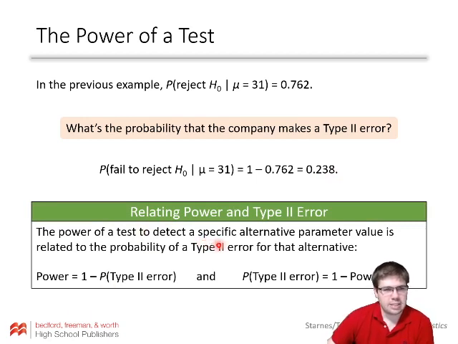The power of a test to detect a specific alternative parameter value is related to the probability of a type 2 error for that alternative. So power is equal to 1 minus the probability of a type 2 error, and the probability of a type 2 error is 1 minus power. You don't need to always call this, but we also sometimes call this beta error. Remember, type 1 error has the same probability as alpha if the null hypothesis is true. That one's pretty simple. The probability of a type 2 error, sometimes they call that beta, and so power would be 1 minus beta. You might see that somewhere out there, but it's just the complement of a type 2 error.